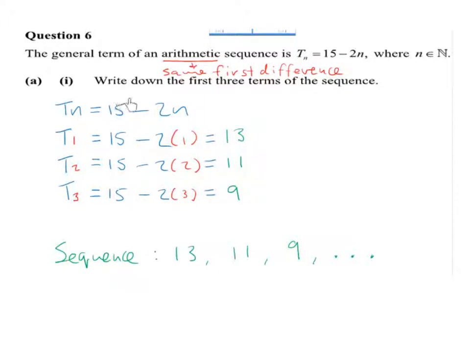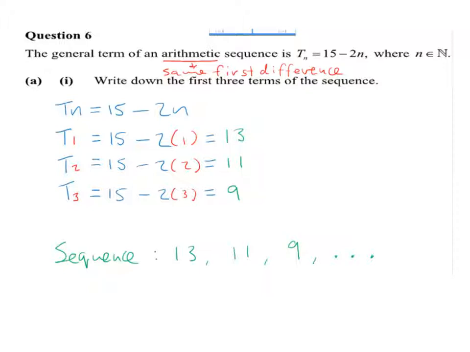So I have 15 minus 2n. I'm going to swap the n for a set of brackets and put 1 into it. So this will get me term 1. T1 stands for term 1, the first term. So 15 minus 2 times 1, well, 2 times 1 is 2, so 15 minus 2 is 13. So 13 is T1, the first term of the sequence.